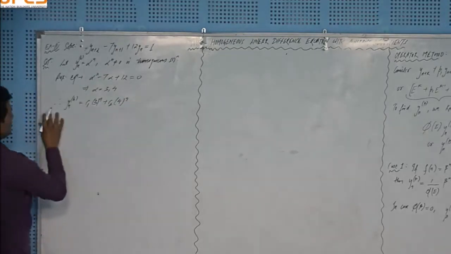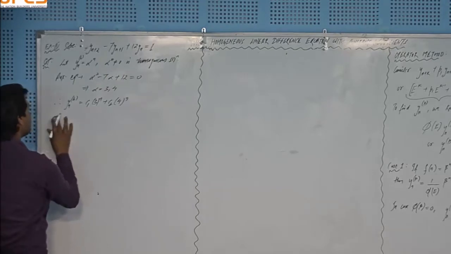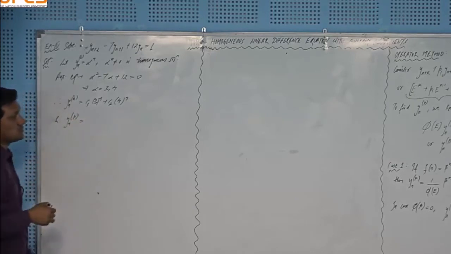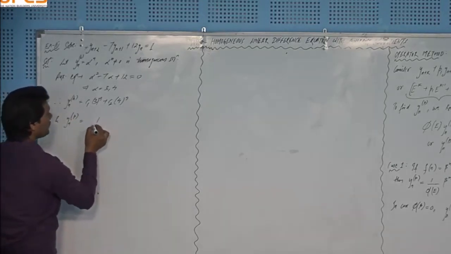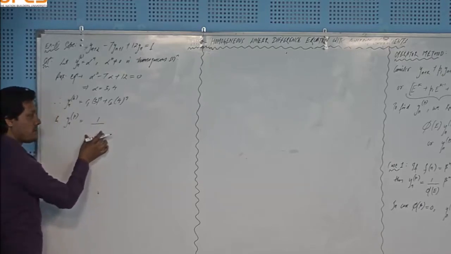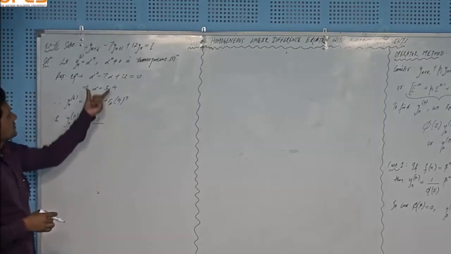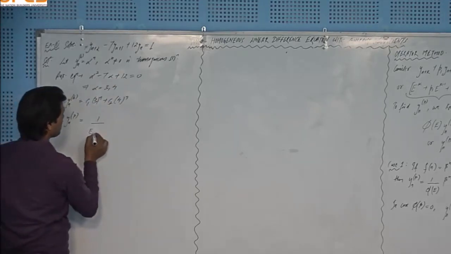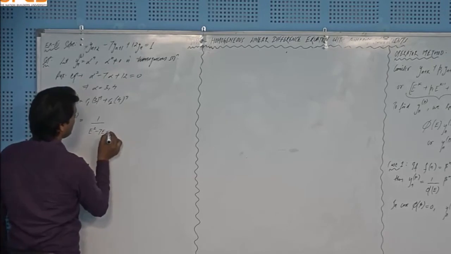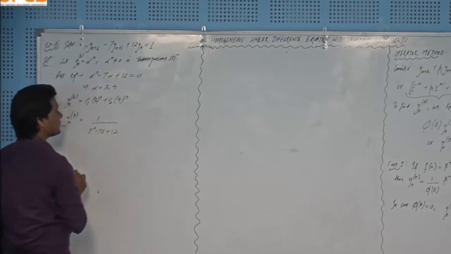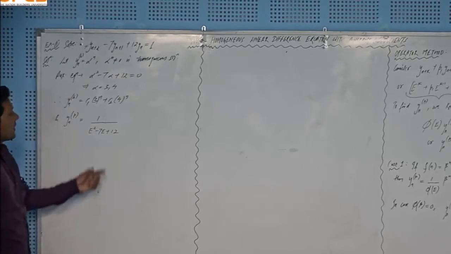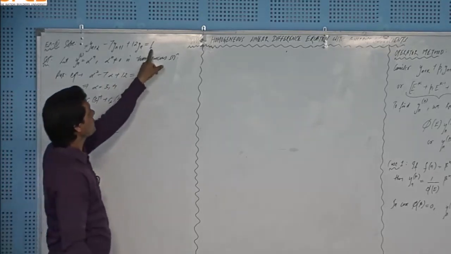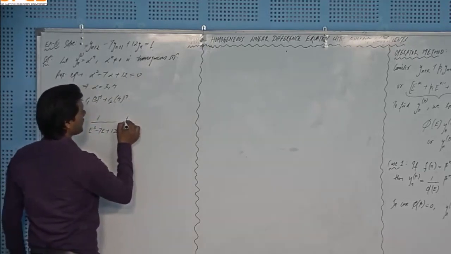And then the particular solution, which we denote by y_n^p, is given by that formula, 1 over phi(E). Phi(E) is just this polynomial in terms of E, so I will write capital E squared minus 7E plus 12. And where is my right-hand side function? The right-hand side function is 1. You should write it here.